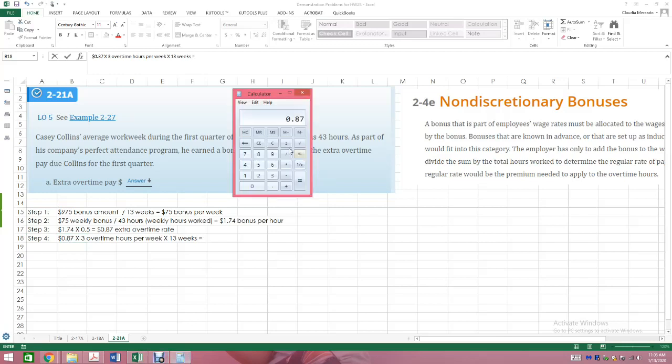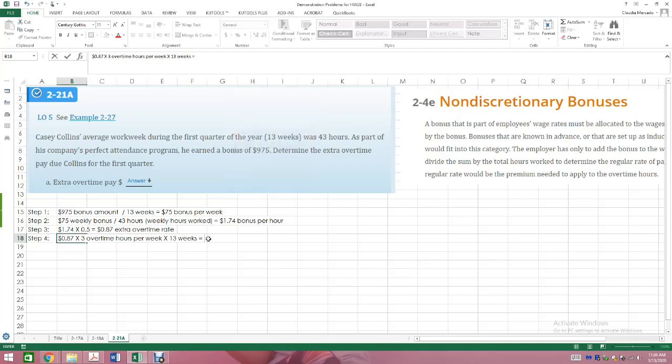And then let's get a calculator. So I'm going to get my 87 cents times 3 hours. That's going to be $2.61. So every week I owe overtime of $2.61 because of the bonus. Now, how many weeks does the quarter have? 13. I'm going to multiply it by 13. So, my overtime that is due to my employee for the bonus being paid is $33.93. So that is the answer. The extra overtime pay is $33.93.